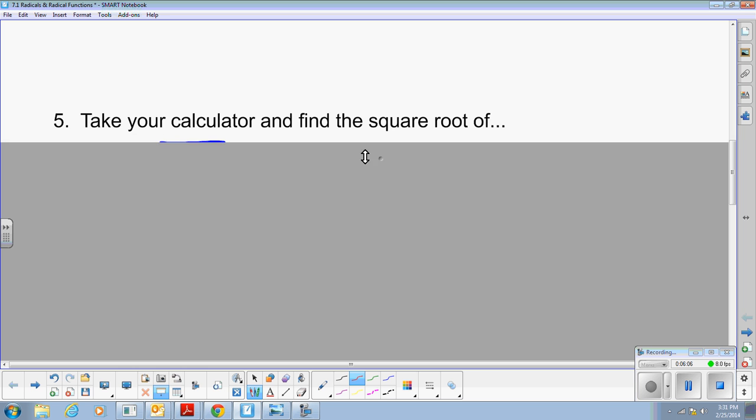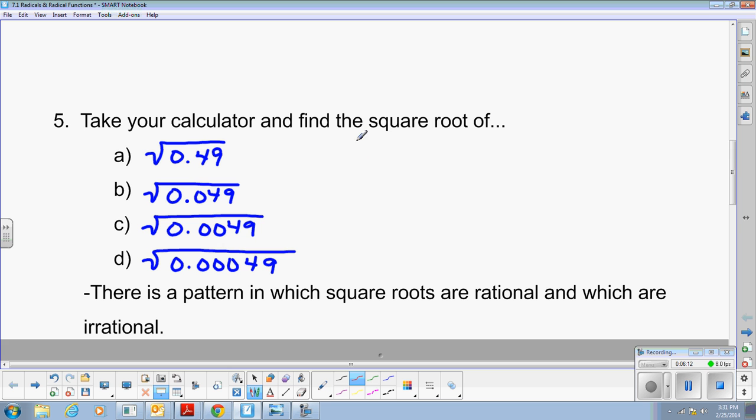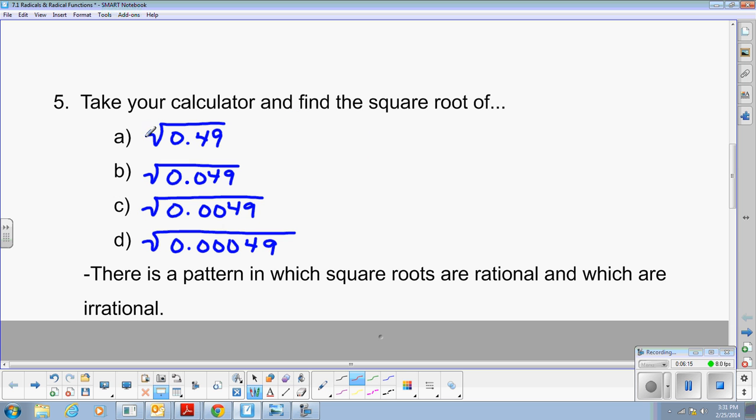Next, I want you to take your calculator and I want you to find a pattern. Find the square root of 0.49. Then find the square root of 0.049. Then find the square root of 0.0049 and then the square root of 0.00049. All right, there will be a pattern. There's a relationship between letter A and letter C. You'll see something in their answers that is the same. And letters B and D have something in their relationship that is the same. See if you can figure out how A and C are related and how B and D are related.